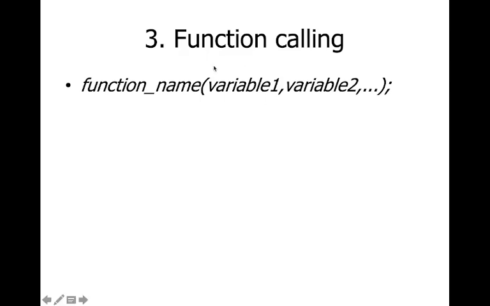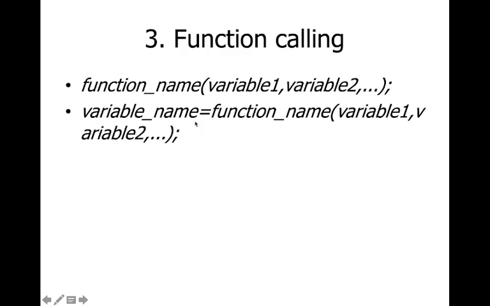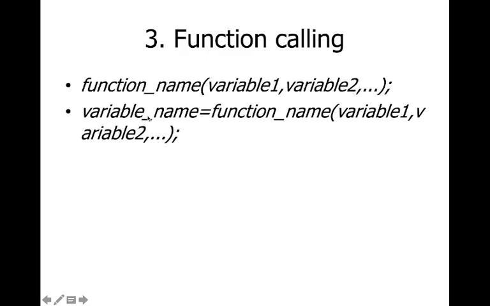Function calling is done by using this syntax. There should be a function name, and you have to mention variable 1, variable 2, etc., which are the parameters that have to be passed. Or, if there is a return data type, then you can use this way of calling: variable name, equal to, function name. Whatever value is returned by the function will be assigned to this variable name.